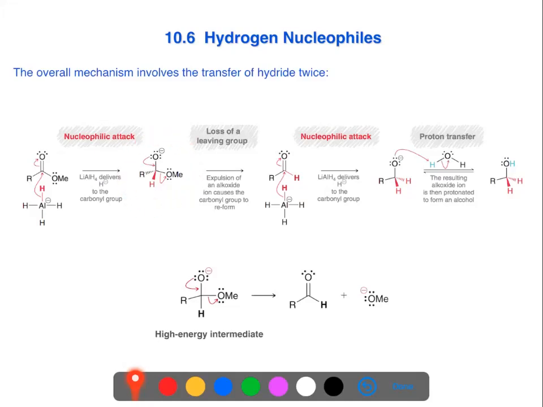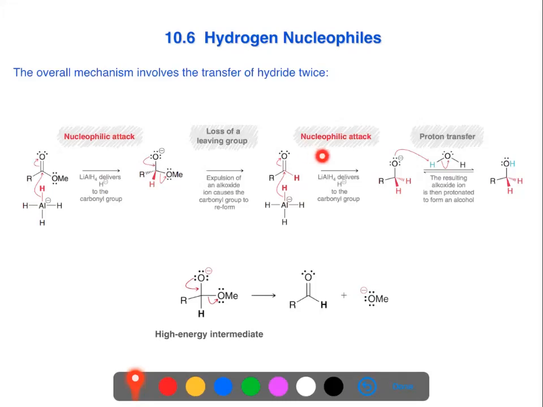Now, following the formation of this particular intermediate, what we observe is the loss of a leaving group. And that occurs because this particular intermediate is very high in energy. It's not stable. And so what we end up with after those two steps is the formation of an aldehyde. And that aldehyde will quickly undergo reaction with additional lithium aluminum hydride in a nucleophilic addition manner.